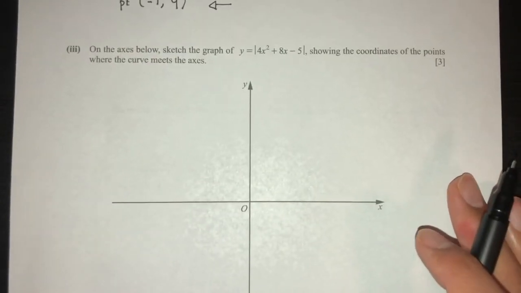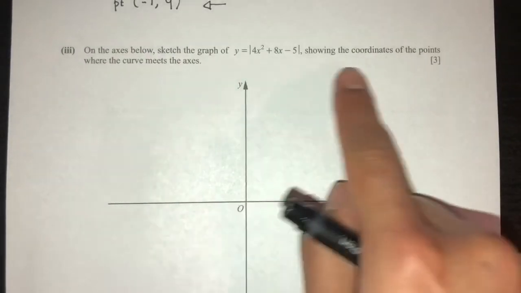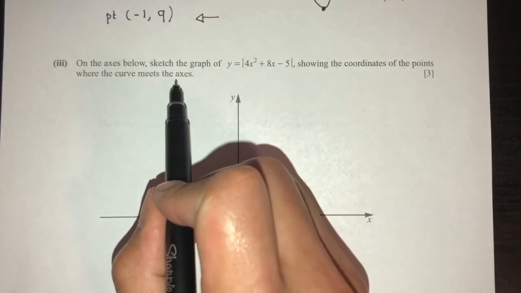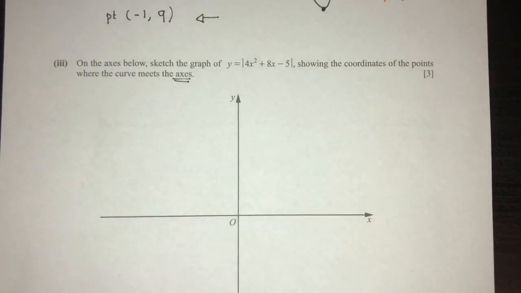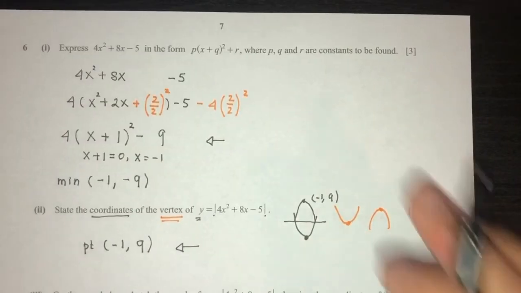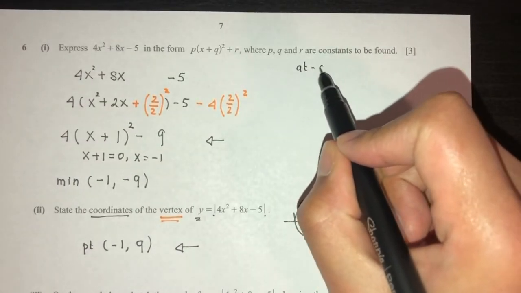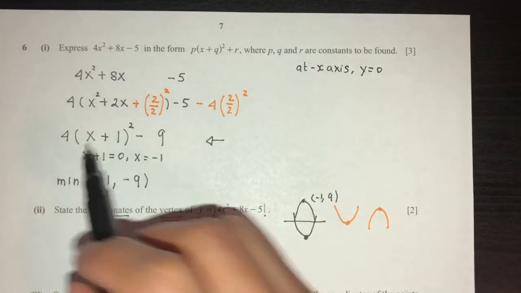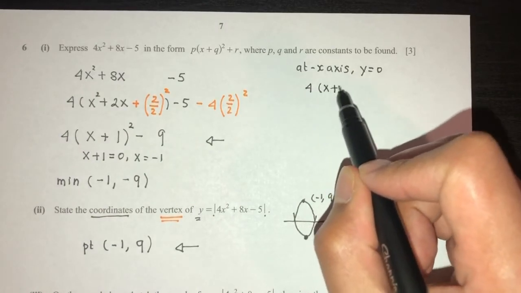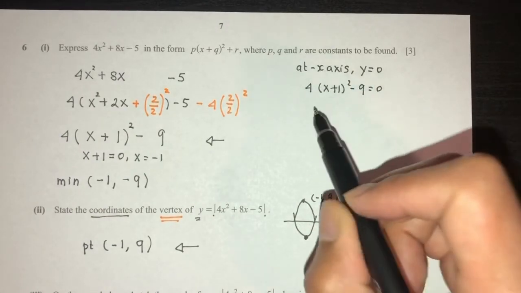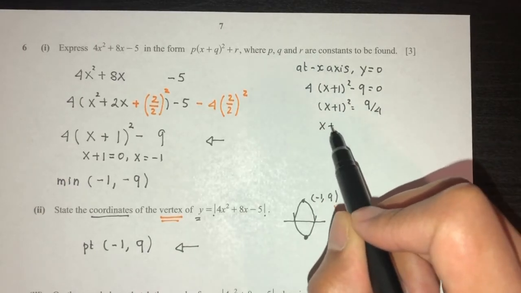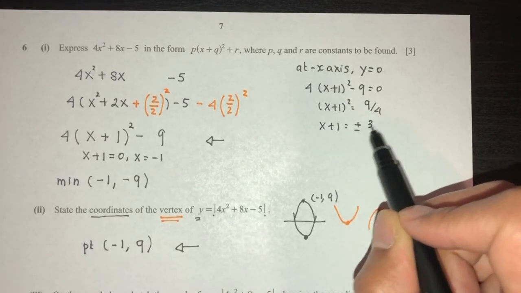Now for part 3, on the axis below, sketch the graph of this, showing the coordinates of the points of where the curve meets the axis. So of course, one by one, we have to first find out where it meets the x-axis. So let's do that. Let me do this here. So you would say at x-axis, you know that the y value has to be 0. So let's equate that. You have 4 times x plus 1 square minus 9 equal to 0. So x plus 1 square is 9 over 4.